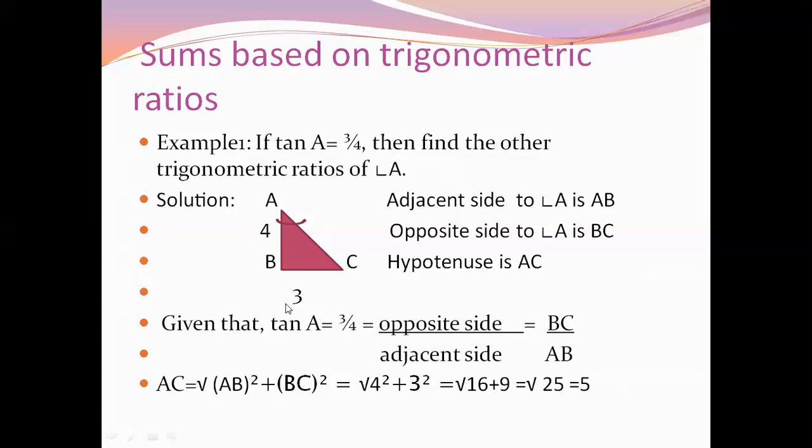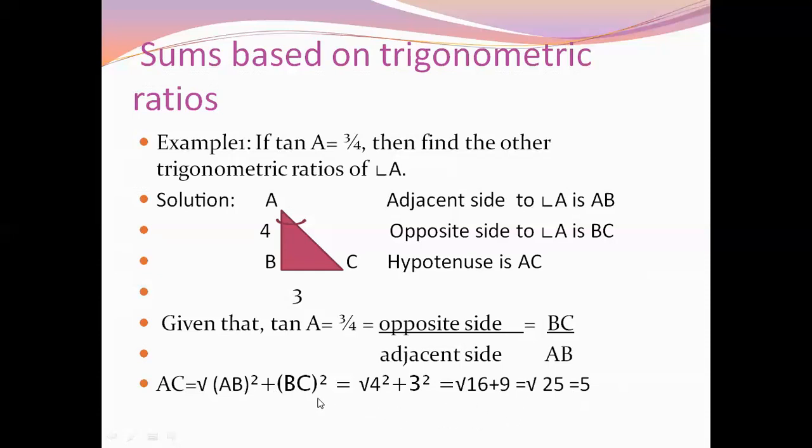Now let us use the Pythagoras theorem and find the hypotenuse, that is AC. So AC is equal to root over AB square plus BC square, that is equal to root over 4 square plus 3 square, that is equal to root 16 plus 9, that is equal to root 25, that is equal to 5. That means we got the hypotenuse value as 5.